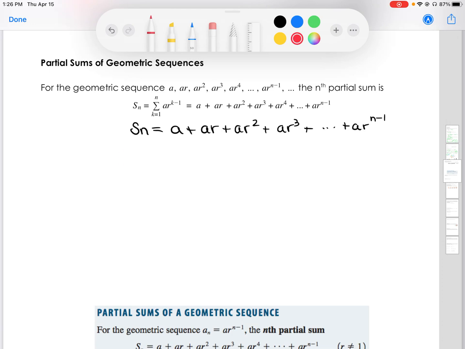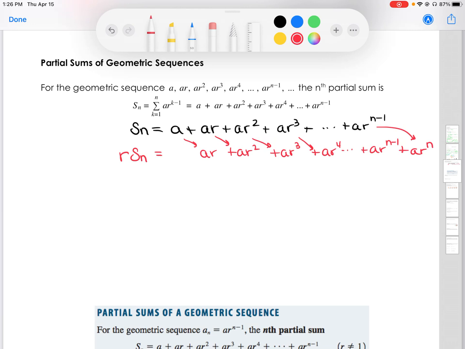What that's going to give us is r S sub n is equal to a times r, which gives me ar. Ar times r gives me ar squared. Ar squared gives me ar cubed. Ar cubed gives me ar to the fourth, and so on. Eventually I'll get ar to the n minus 1, and this will give me ar to the n, because I'm going to have one more r in each of those terms.